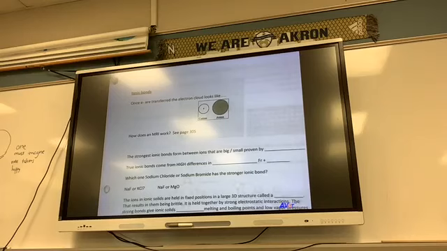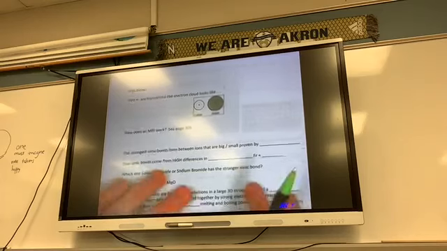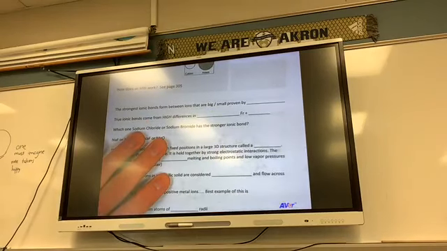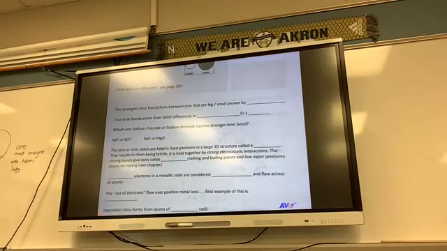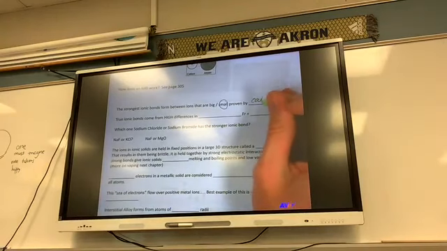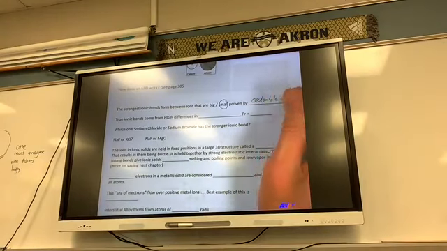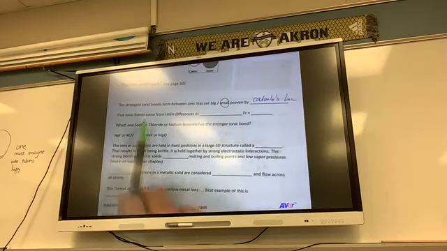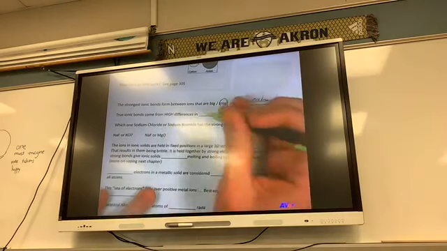Kind of cool. So, the strongest ionic bonds form between ions that are big or small. Which one will have the strongest bonds? Why? Coulomb's law. Right? Coulomb's law, we want a low denominator, yes? To get a low denominator, I need a short distance. True ionic bonds come from high differences in electronegativity.